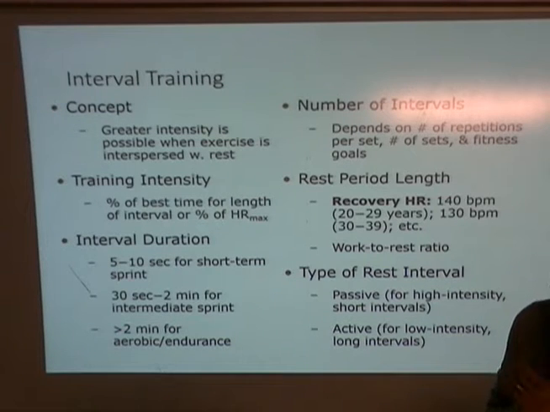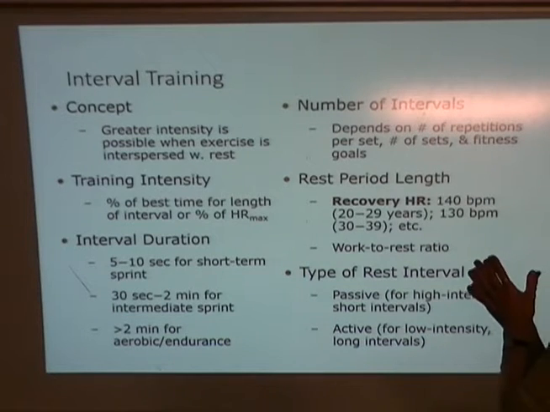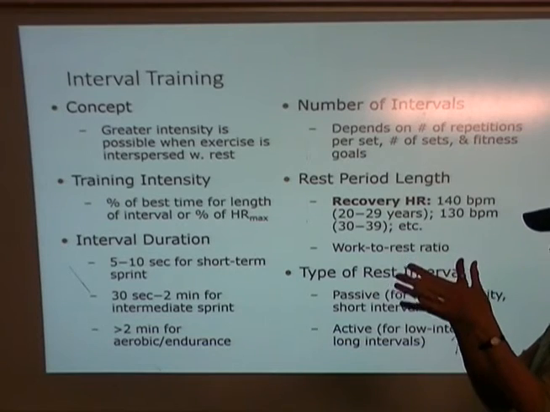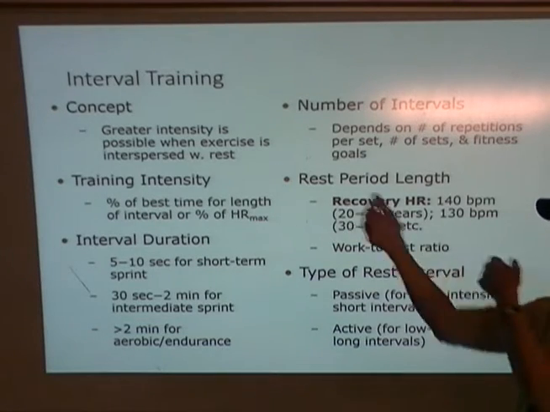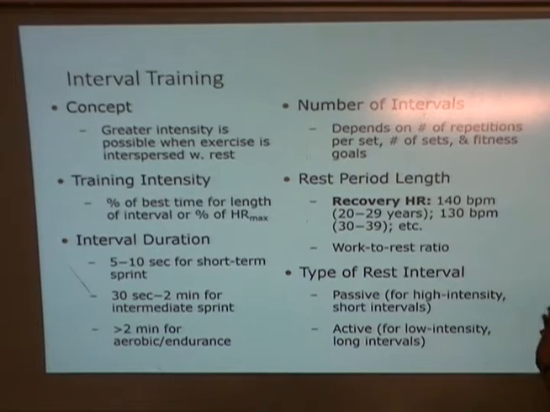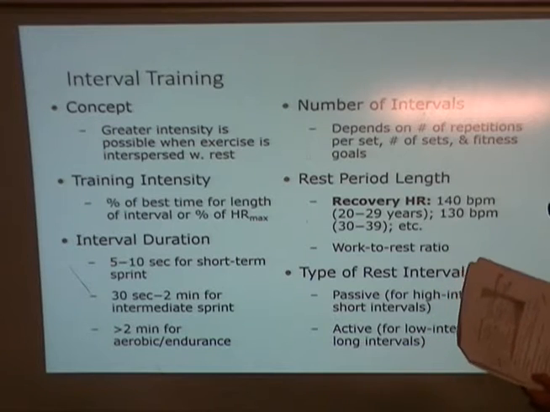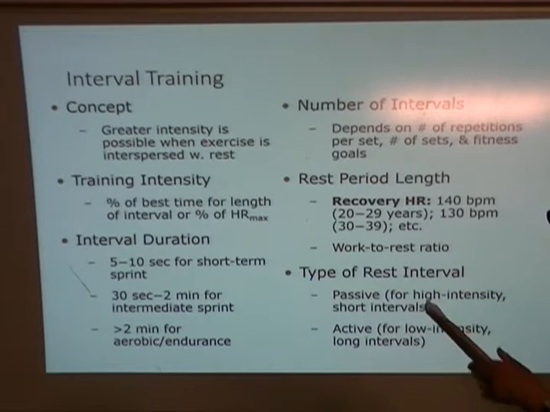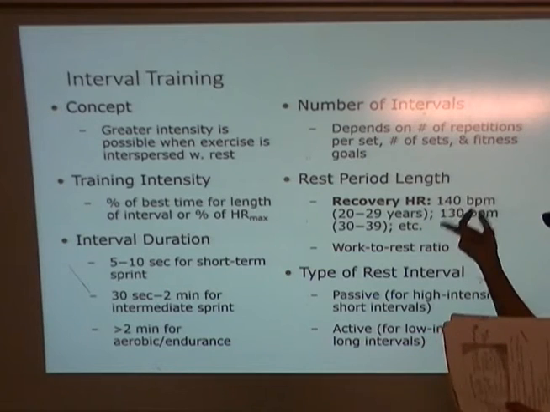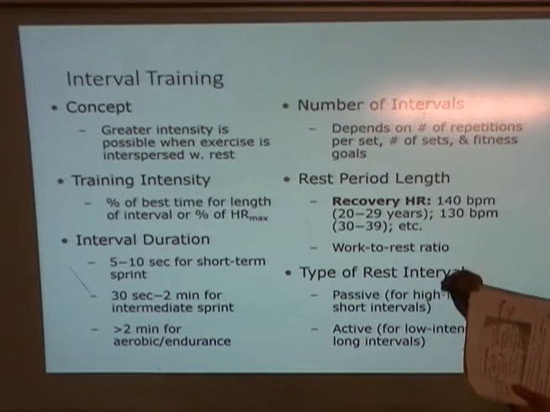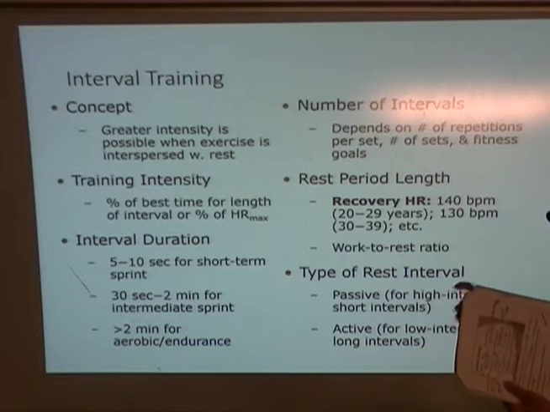Okay? So the duration, so first we want to look at the interval duration, the actual movement period, okay? And again, the duration is going to depend upon which system I'm going to be working. So if I'm working the ATP-PC system, we're going to do 5 to 10 seconds for a short sprint. Remember that we're going to set that intensity at 90 to 100%. So this is going to be fast, hard, very short.